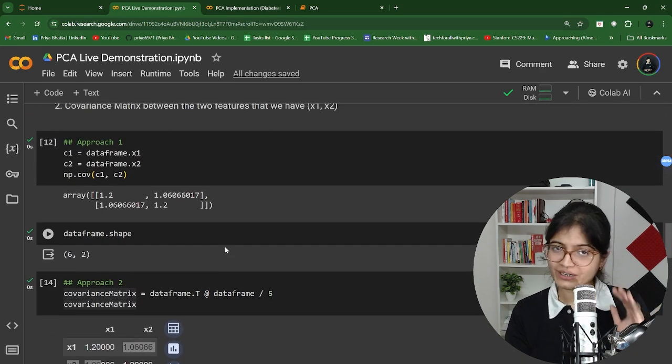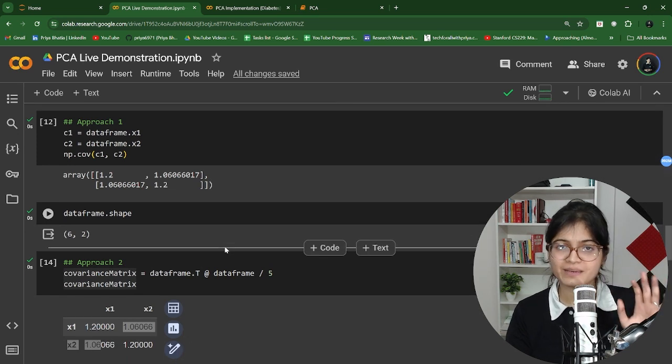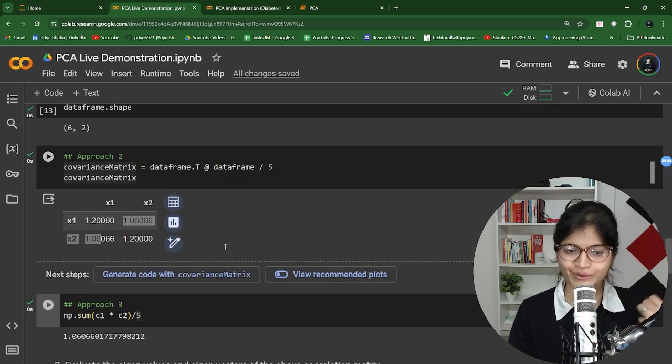So there are 3 different approaches, but the main focus is to evaluate that covariance matrix, which definitely comes out similar in all these 3 ways. It really depends on you. Whichever way you want, you can do that.